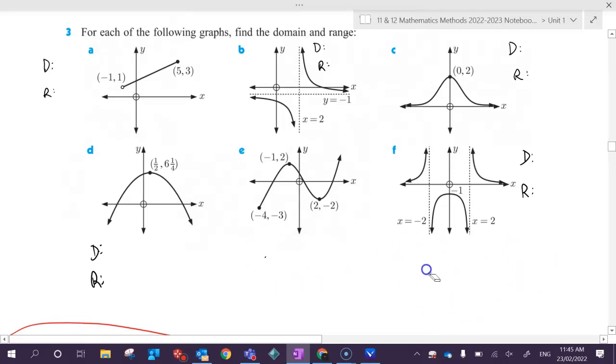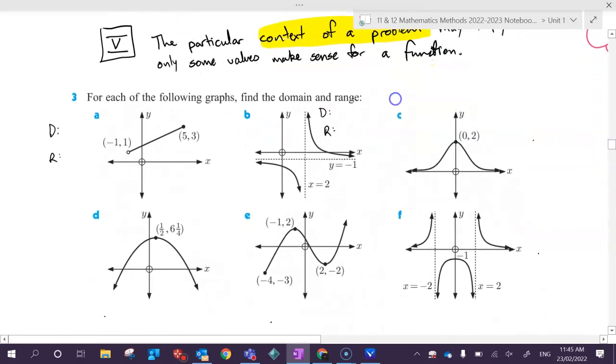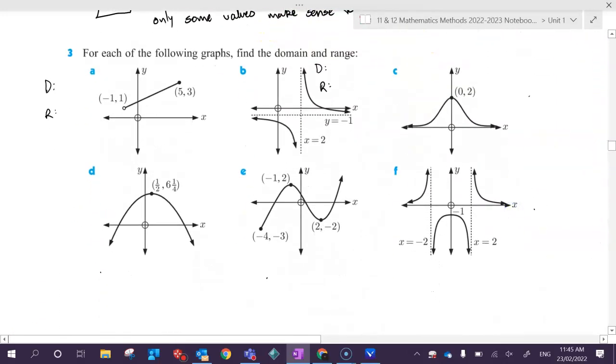There are 6 little functions there for you to consider. Domain, D, the set of values that can go into it. R, the range, the set of values that you can get out of the function. Have a go and see if you can find the domain and range of those 6 functions for me, please. Make sure you use your function notation that we studied.